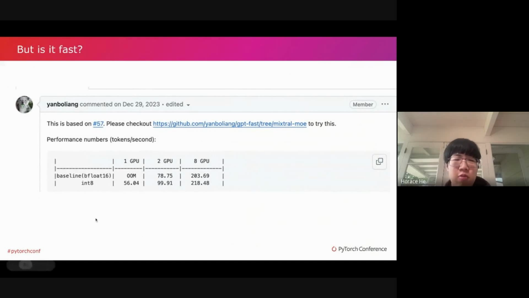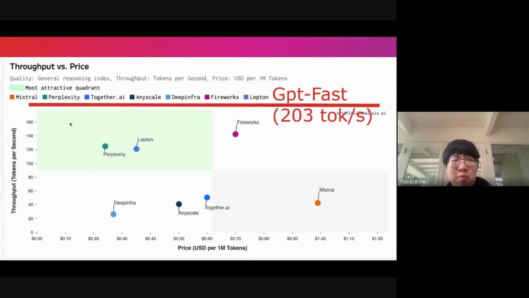If you take a look at performance, we're able to get about 204 tokens per second on 8 GPUs on Mixtral MOE. If you compare this to the publicly available providers, this is much faster than any of the providers in terms of tokens per second. Sorry, other than Groq, I removed Groq from this comparison because they have very fast tokens per second. But on the providers running on NVIDIA GPUs, we are much faster than them in terms of tokens per second.